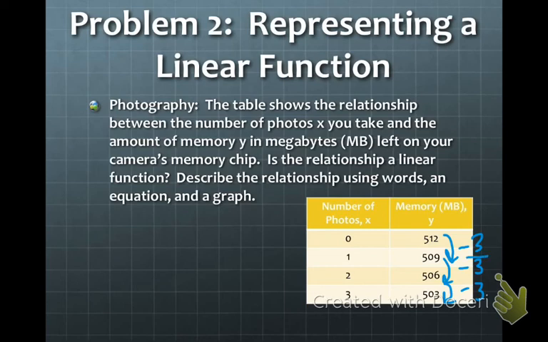Okay, so it says, is the relationship linear? Well, if it increases or decreases by a constant rate, it's linear. This one has a constant, so yes, it is linear. So we talked about what it means.